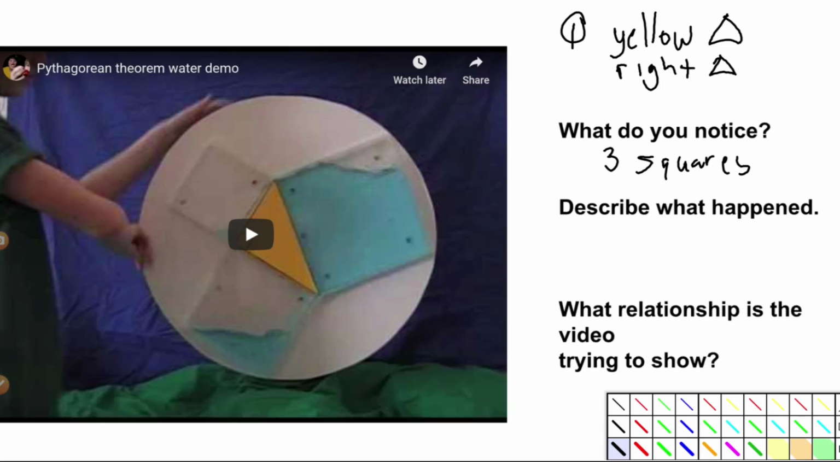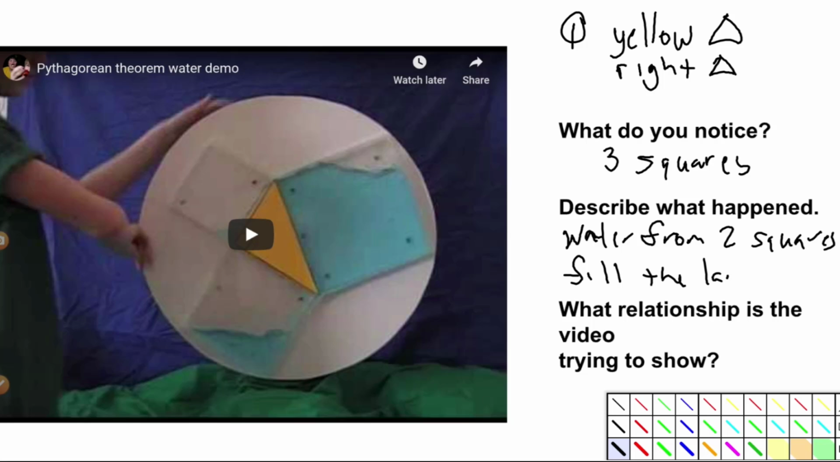All right, so what happened in this problem? Describe what happened. Well, they rotate the model, and the water from the 2 squares fills up the big square and vice versa. Water from 2 squares fills the larger square. Okay, sorry, so messy. But that's basically the whole point here.